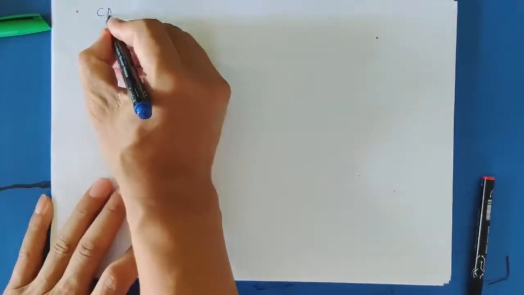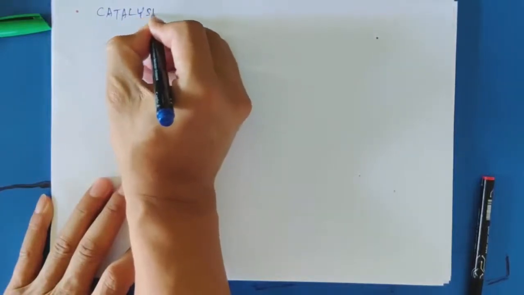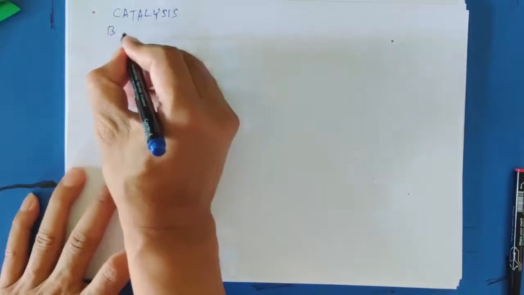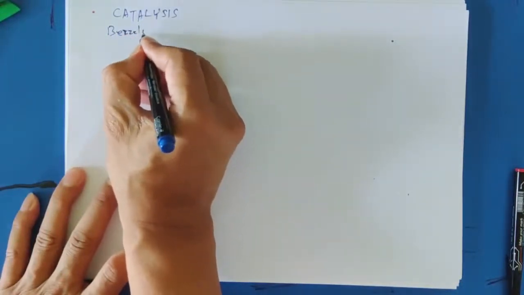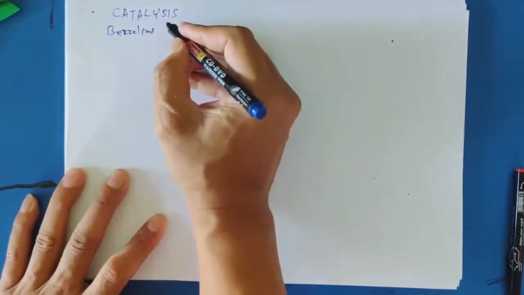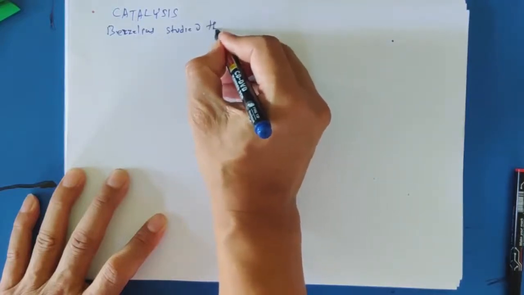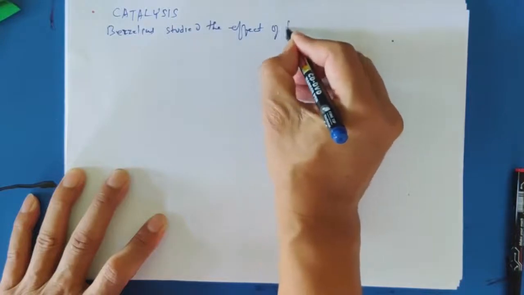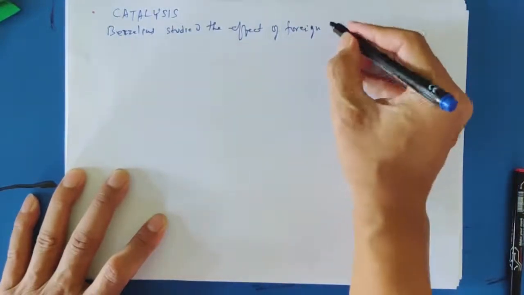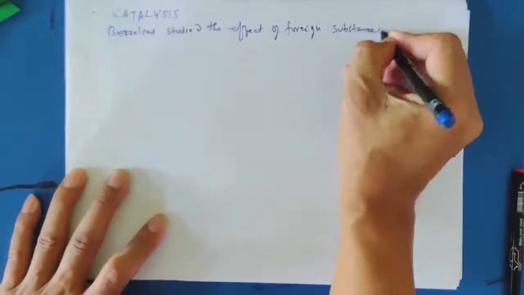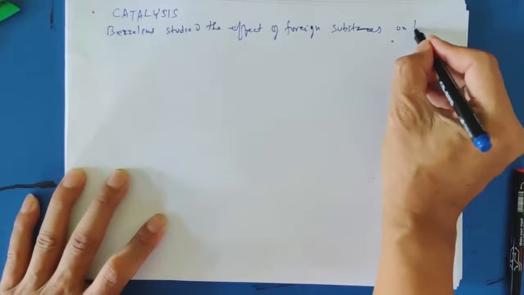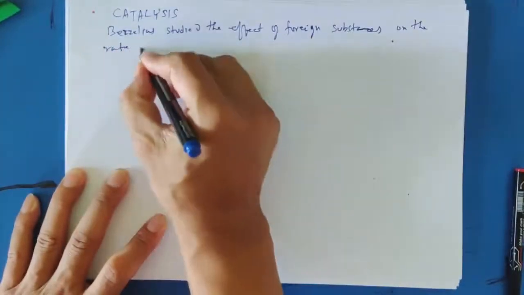Catalysis. Berzelius. What he did was he studied the effect of foreign substances on the rate of chemical reactions.